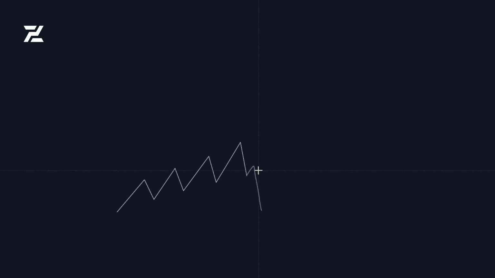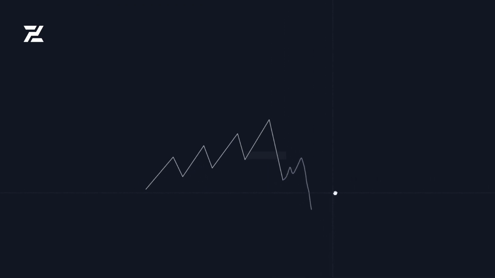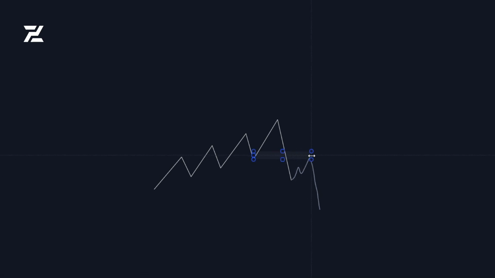So it can sometimes react short term, sometimes not react at all. It doesn't matter. But the ideology is you're just extending that zone to the right. And then what we're looking to do is trade from that zone and look to go short based on your confirmations. So that's exactly what a breaker is.